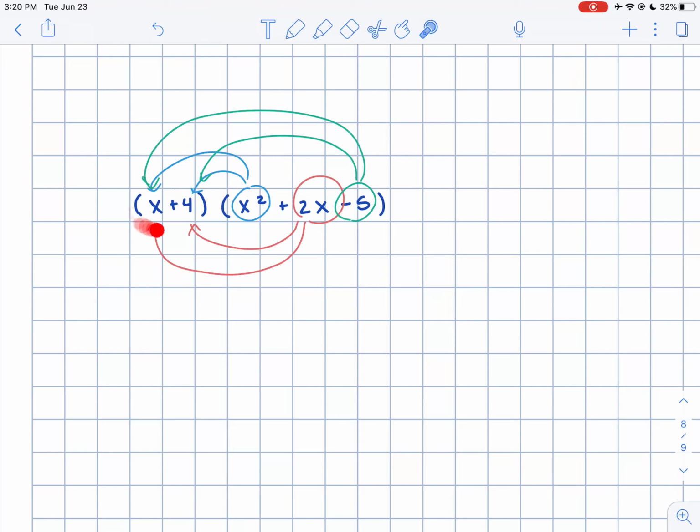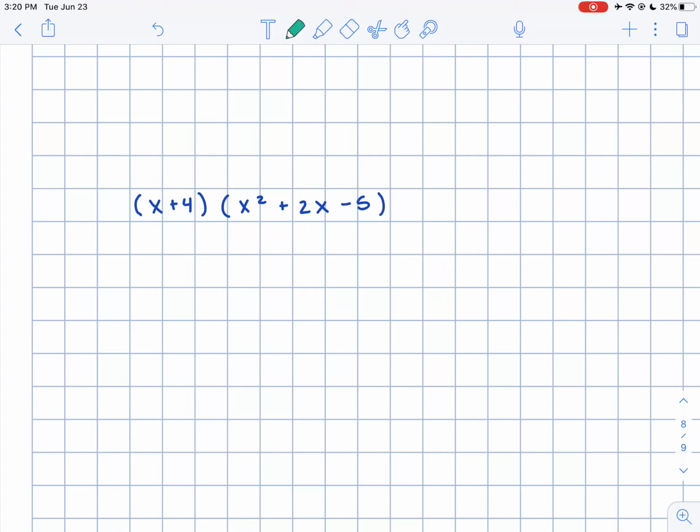So you have to be able to go from here and distribute into here, or start here and distribute into here. This is something you have to be comfortable with because this is what Apex will ask you to do on the checkup and the quizzes. So let's see what that would look like. Let's do x. We have to distribute it into all 3. So what would we get?